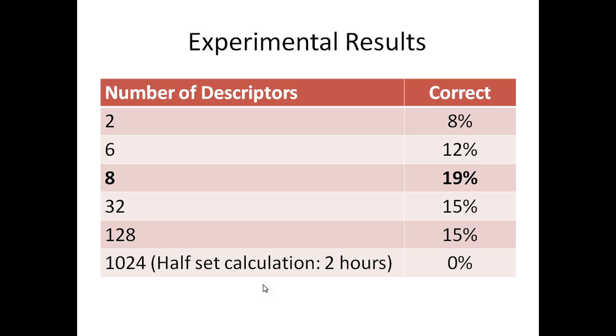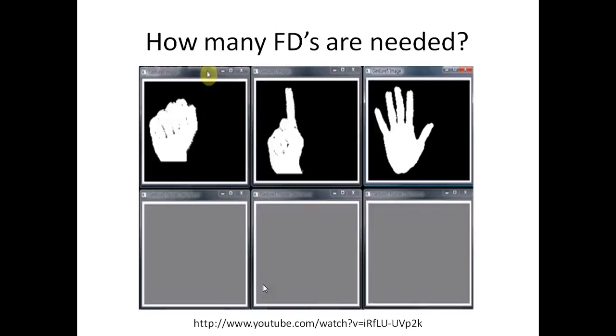Experimental results show for 2 descriptors, which is pretty much nothing, because it's just a centroid in a circle, 8%. Amazing that I was even that close. 6 descriptors got 12%, 8 descriptors 19%, 32 descriptors 15%, and I tried doing 1,024 descriptors, but that did not work. I could not get the computer. It took 2 hours to just do half of the set, so I do have some results there, but I can't attest to that.